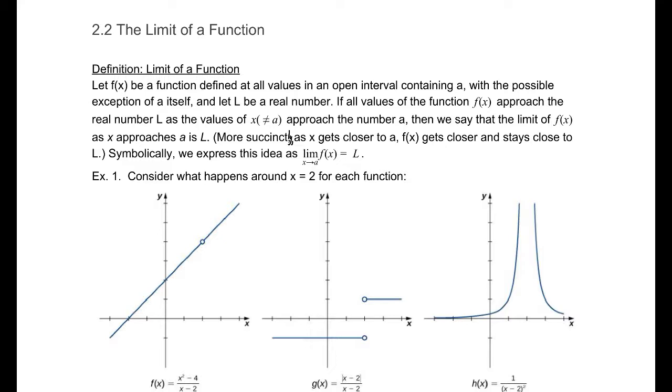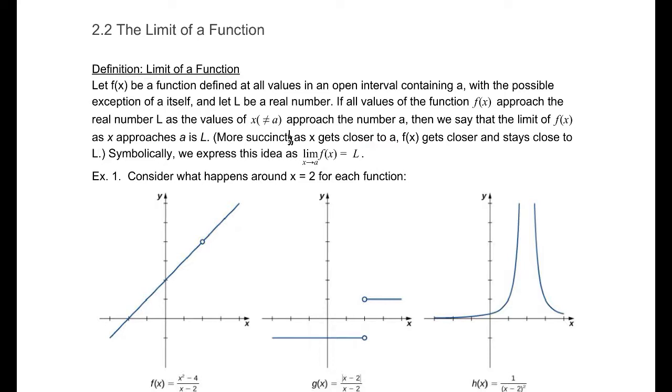Let f of x be a function defined at all values in an open interval containing a, some value a, with a possible exception of a itself. And let L be a real number. If all values of the function f of x approach the real number L as the values of x, not equal to a possibly, approach the number a, then we say that the limit of f of x as x approaches a is L. More succinctly, as x gets closer to a, f of x gets closer and stays close to L. Symbolically, we write this as the limit as x approaches a of f of x equals L.